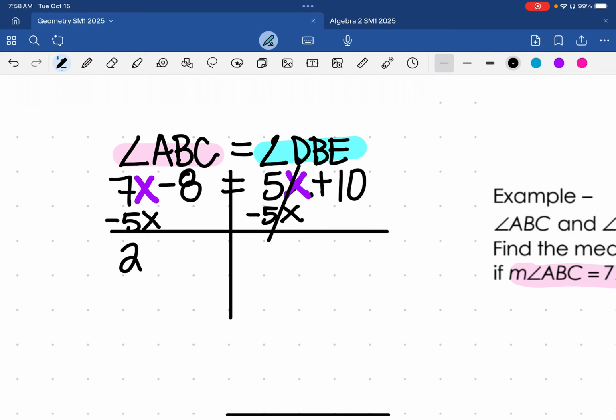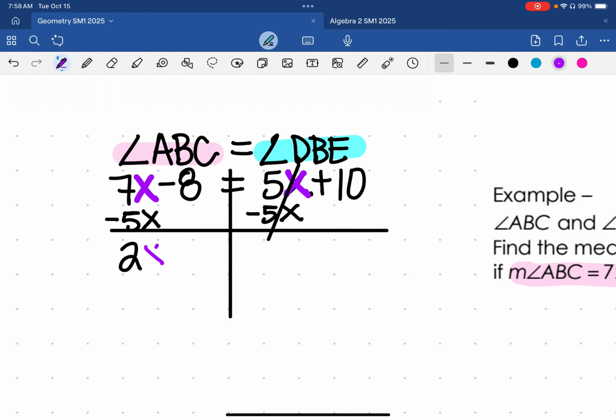All right, now I'm going to go ahead and subtract. 7 minus 5 would give me 2. I'm going to bring down my -8, and I'm going to bring down on this side just the 10. Now I just have my two-step equation, and I know how to solve that. Eliminate the -8 by adding 8.